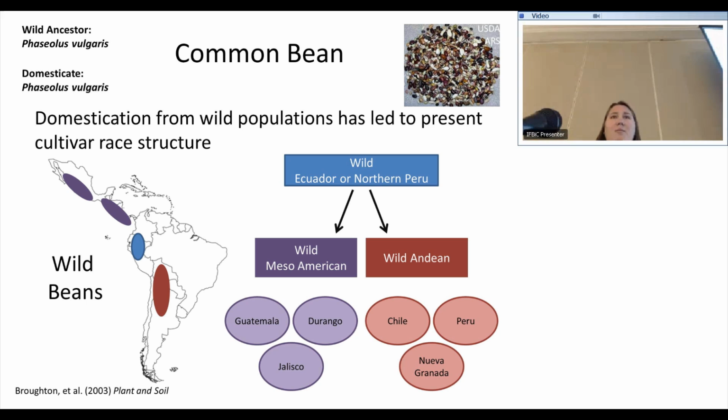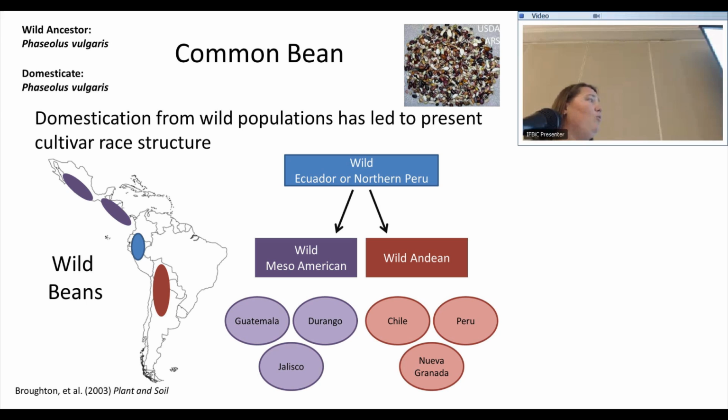In common bean, a couple of these slides were provided by other speakers in this workshop, so I need to acknowledge them. Common bean was domesticated from the wild populations. The wild beans grow all over South America, Mexico and Mesoamerica. It is hypothesized that the earliest wild beans were from Ecuador and northern Peru, and they were grouped into two different groups. And as they spread, these wild beans became adapted to different environments.